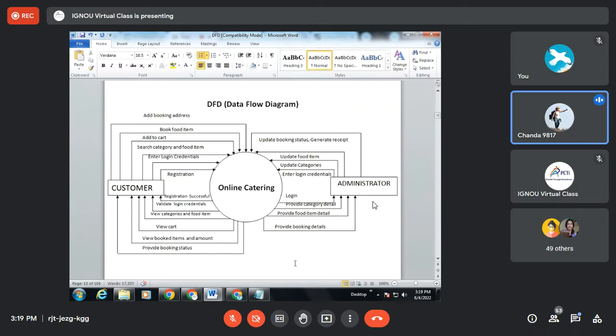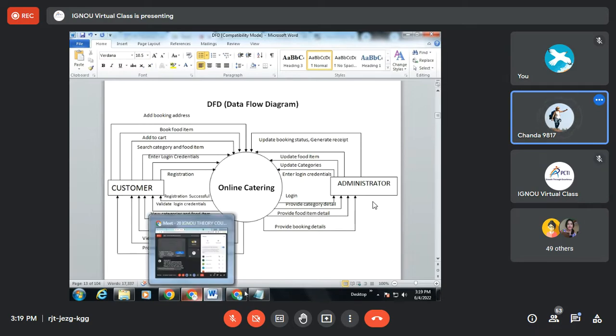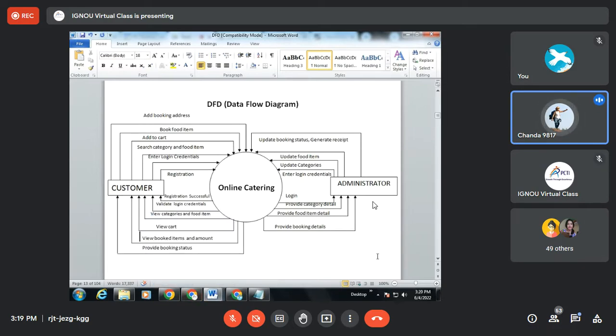Ma'am, this is a high-level DFD of the online catering system, wherein two different entities, the customer and the administrator, are interacting with the system and performing various activities. The activities performed by the customer are listed on the left side, and the ones performed by the administrator on the right side. Since we do not have a lot of details about the processes and sub-processes, how these functions are working, we can say this is a level 0 DFD.